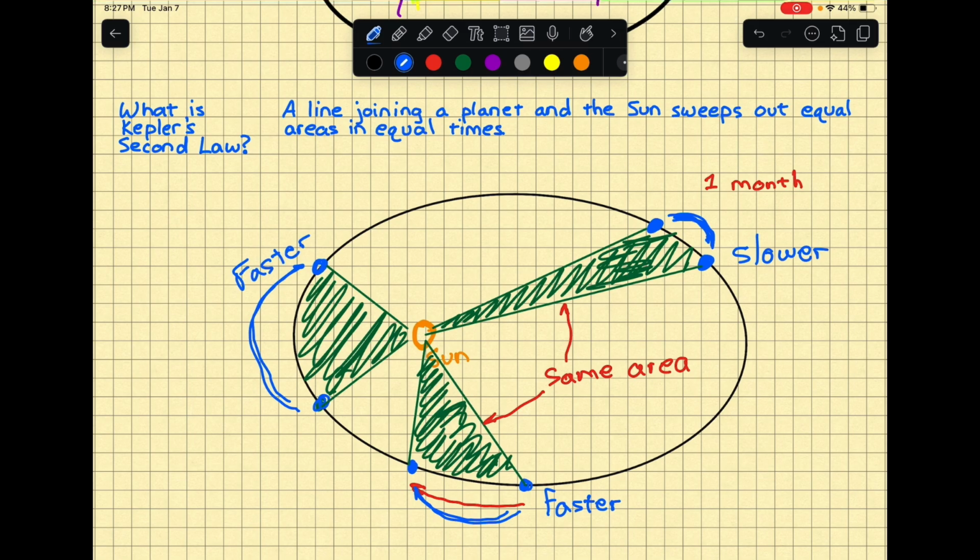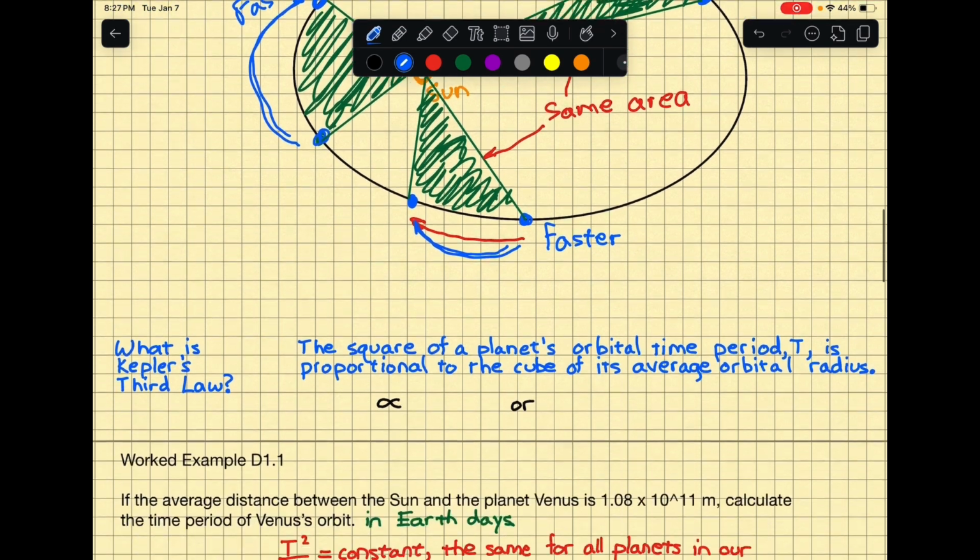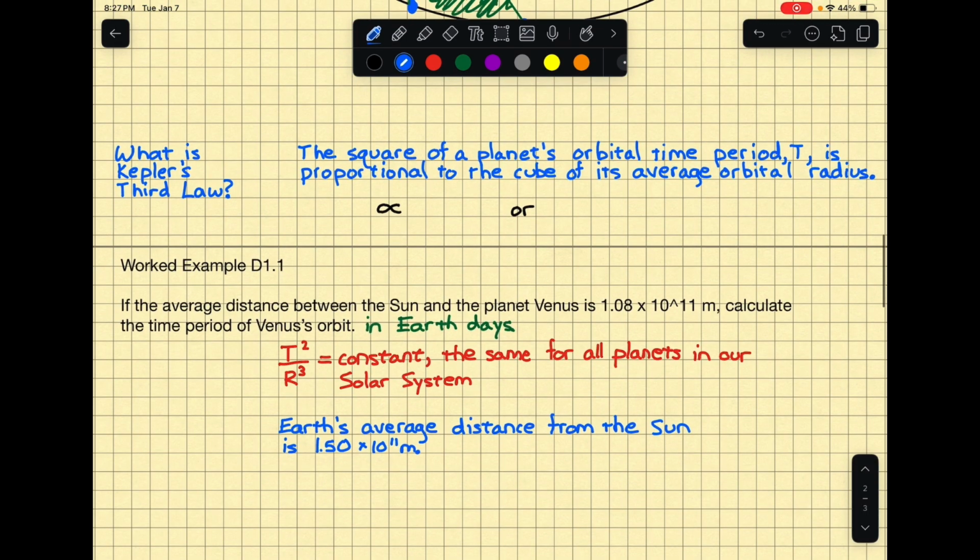Okay, that's Kepler's second law. Kepler's third law is where we get the equation where we can do some work here. Kepler's third law says that the square of a planet's orbital time period, T, is proportional to the cube of its average orbital radius. All right, there's a lot packed in that statement. Let's break down what that's saying.